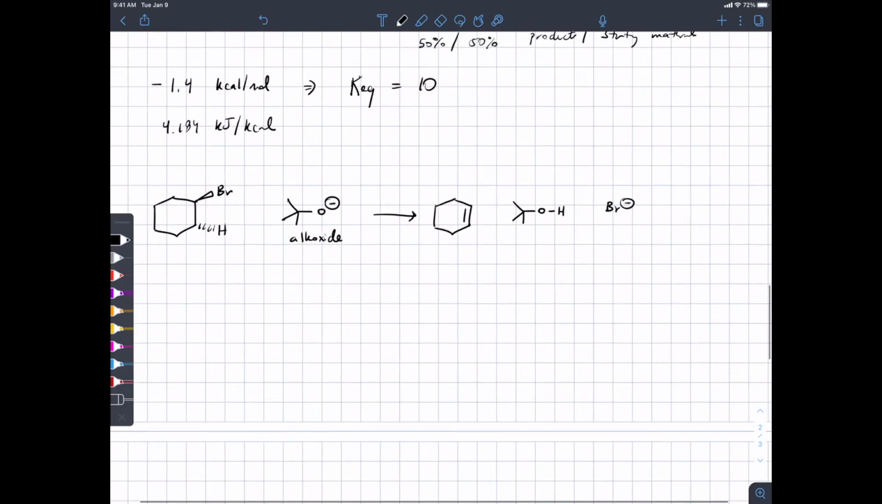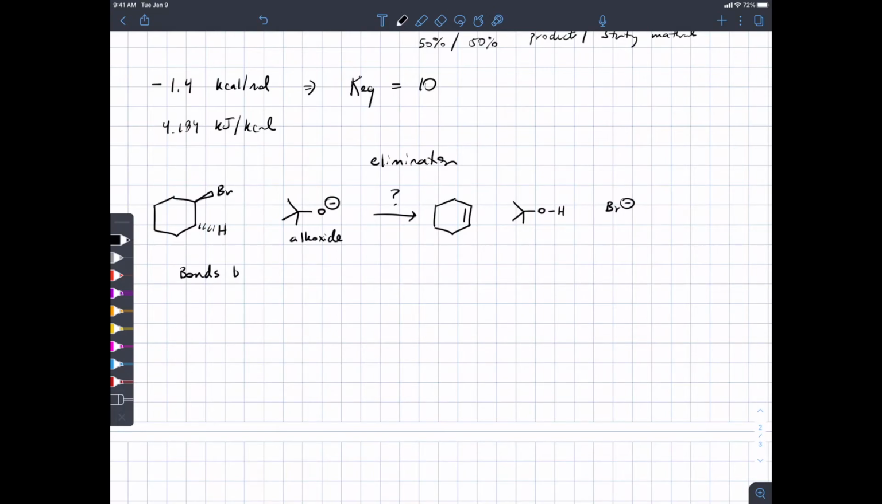This happens to be an elimination reaction because you're eliminating both the hydrogen and the bromine from the starting molecule. Mechanism isn't important yet. We won't talk about it yet. We will in chapters 7 and 8.